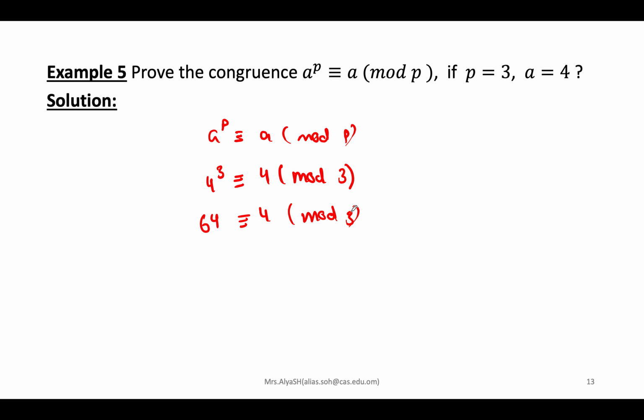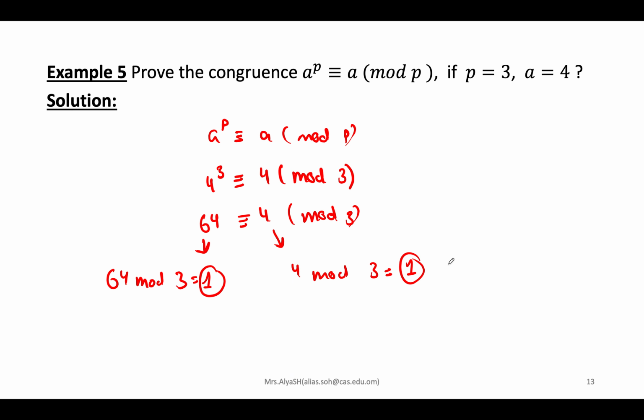How do we know this relation is there? First of all, we just need to find, when we divide 64 by 3, that we get a remainder of 1. And when we divide 4 mod 3, then we again get the remainder 1. Therefore, the relation is there.